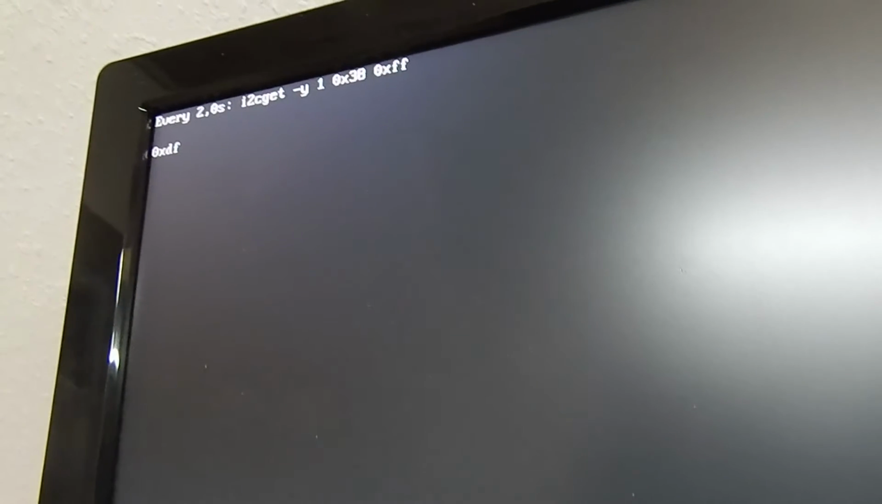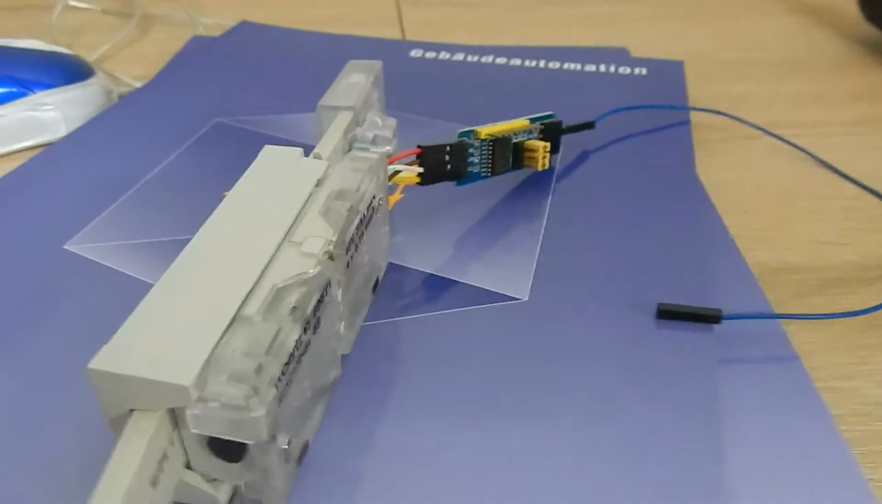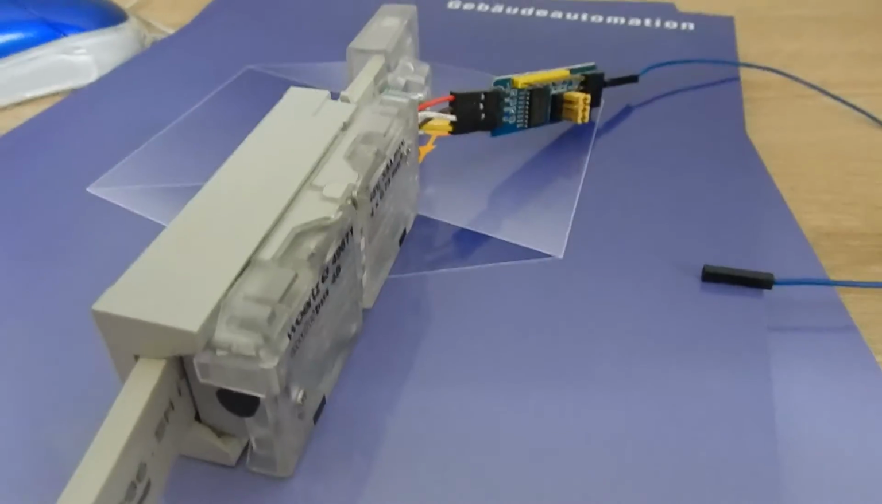Shorting the second. Shorting some other pin. And shorting the most significant pin. So it works. And next time, let's add some servos to the I2C bus.